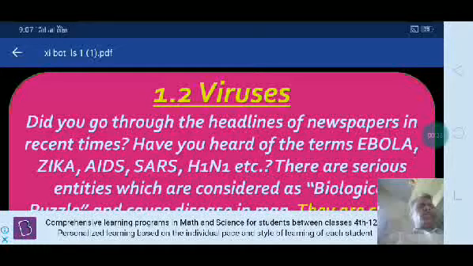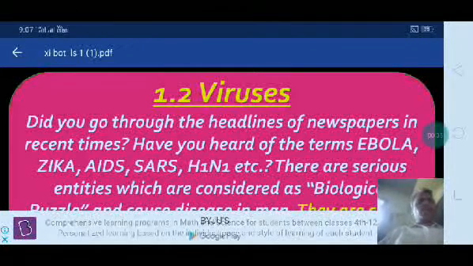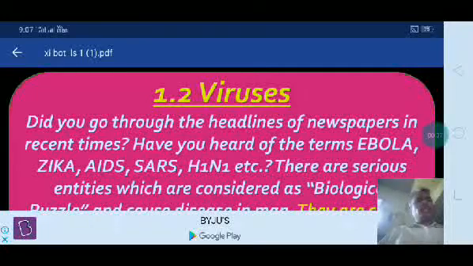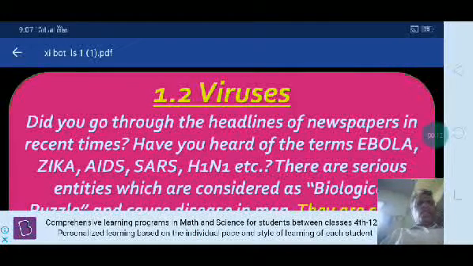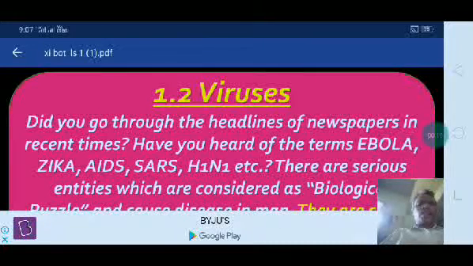Good morning students. Today we have another topic, the viruses. Virus is an important and also interesting topic. Here you can see the headlines of newspapers in recent times. Have you heard about the terms Ebola virus, Zika, AIDS, SARS, H1N1, etc.?